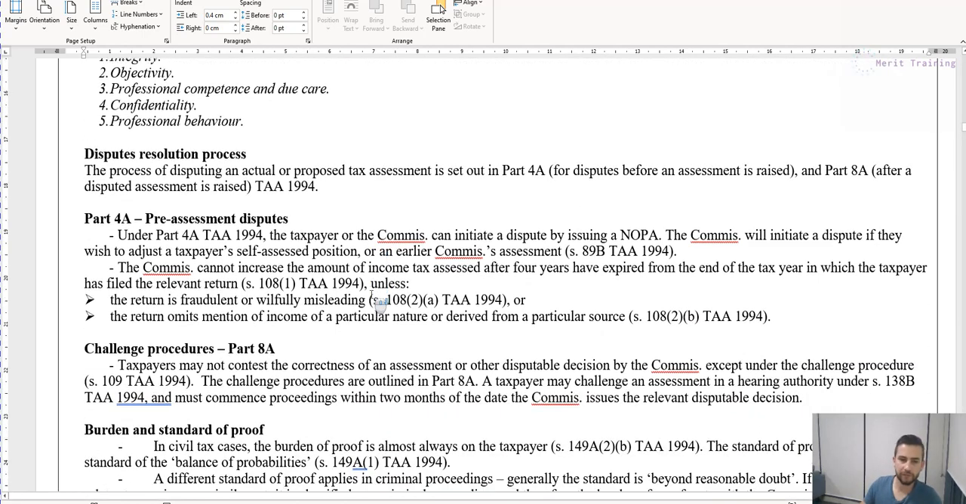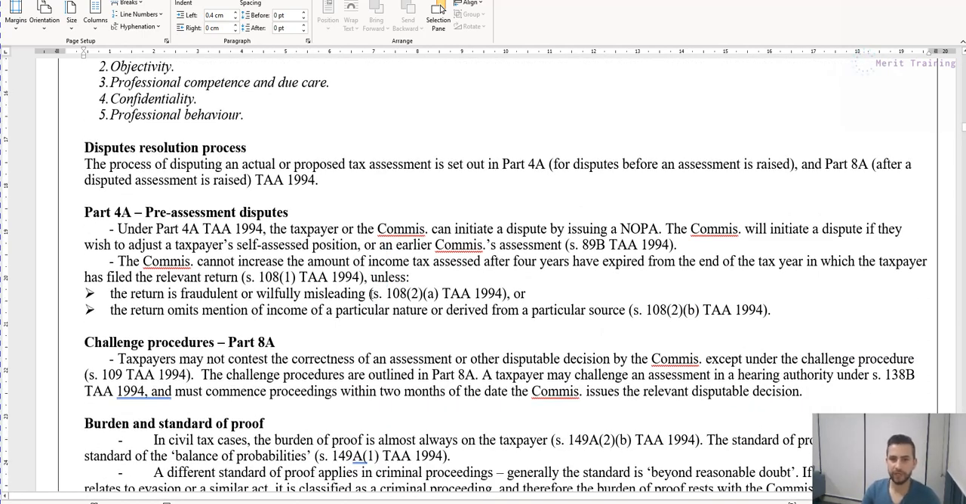So the first one, Part 4A, pre-assessment disputes. This is basically when the commissioner can initiate a dispute by issuing a NOPA, which I mentioned earlier in the chapter. The commissioner will initiate a dispute if they wish to adjust the taxpayer's self-assessed position or an earlier commissioner's assessment. The commissioner cannot increase the amount of tax assessed after 4 years have expired from the end of the tax year in which the taxpayer has filed the relevant return, unless the return is fraudulent or willfully misleading, or the return omits mention of income of a particular nature or derived from a particular source. In those cases, there's no time limit on fraud.